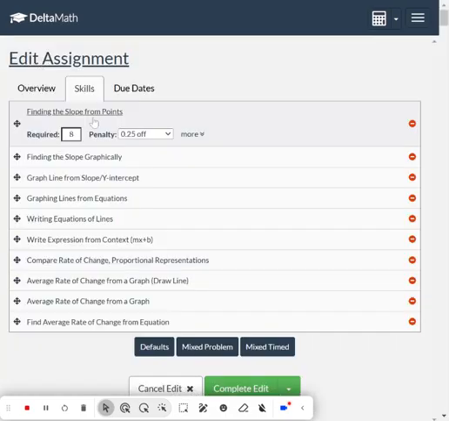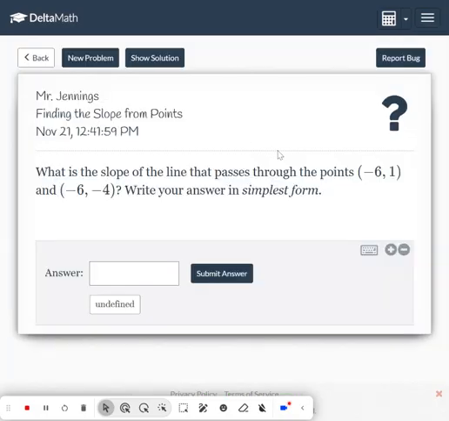We're going to take a look at this Delta Math assignment, slope, slope, slope. Our first skill is finding slope from points. So here, if I have the points negative 6, 1, that's the point just underneath there, and it goes to negative 6, negative 4. There's a few ways to answer this question.